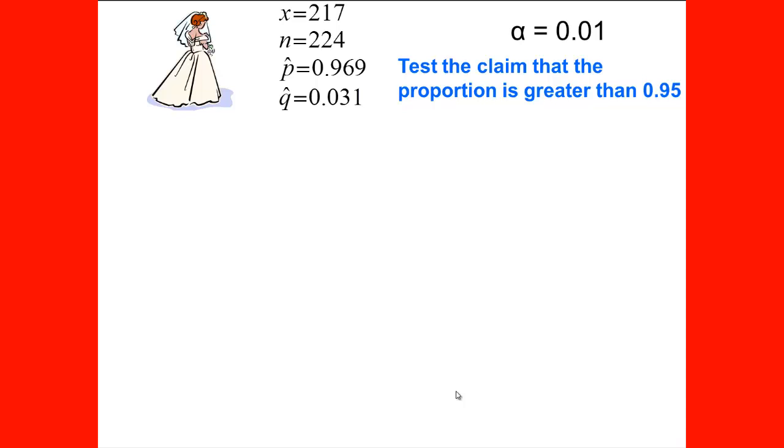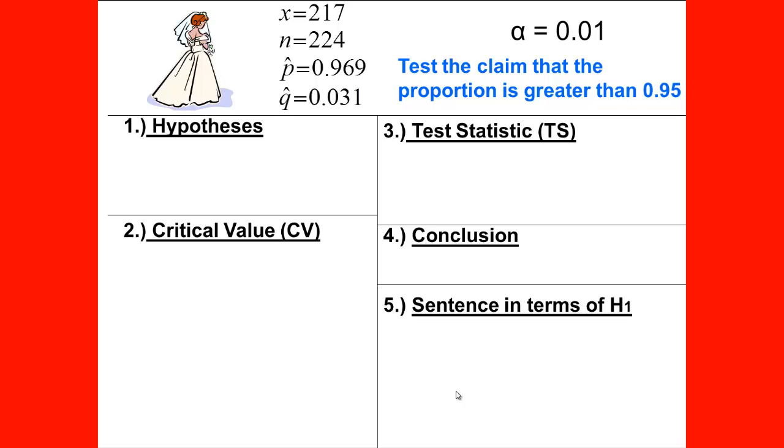Remember that we could use the classical approach or the p-value approach depending on what the directions are for the particular problem. For this example, we will use the classical approach and Mrs. Borlaug's 5 steps. Remember, Mrs. Borlaug has this particular structure that she uses in the 5 boxes to help you to remember the 5 steps: hypotheses, critical value, test statistics, conclusion, and the sentence in terms of H1.